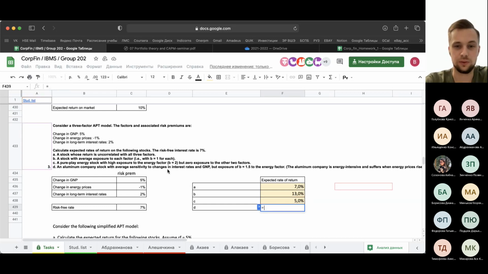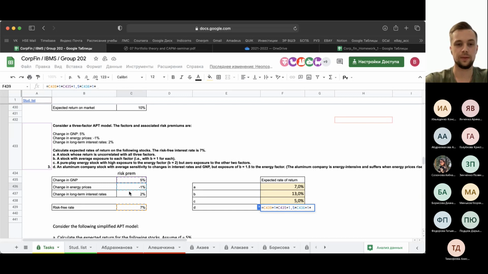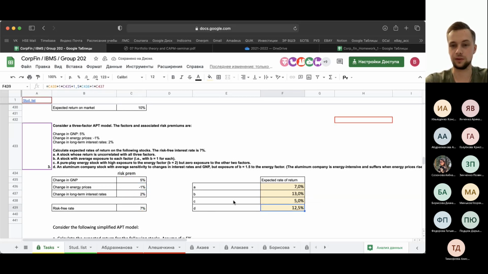Okay, and for the last, we're going to have 1.5 for the energy factor, and the average sensitivity for other factors, which means that the betas will be 1. So it will be the risk-free rate plus 1 times the change in GNP risk premium plus 1.5 times the change in energy prices plus 1 times the change in long-term interest rates risk premium. So it will be like this.